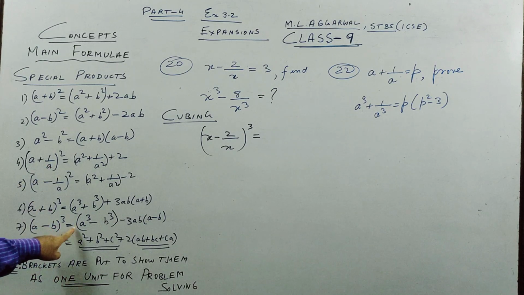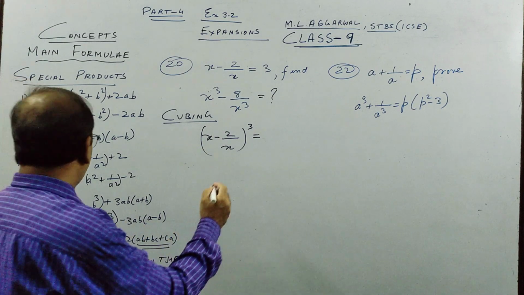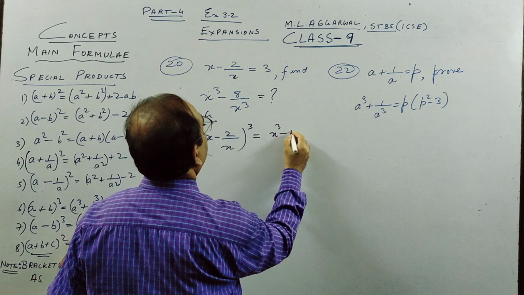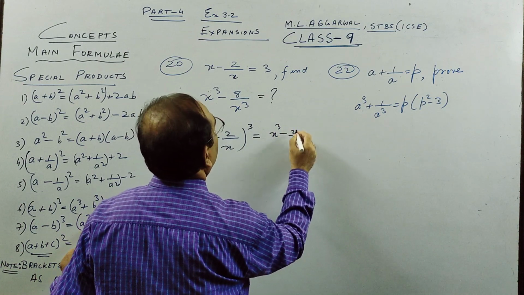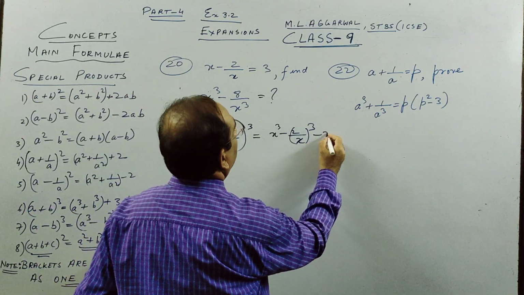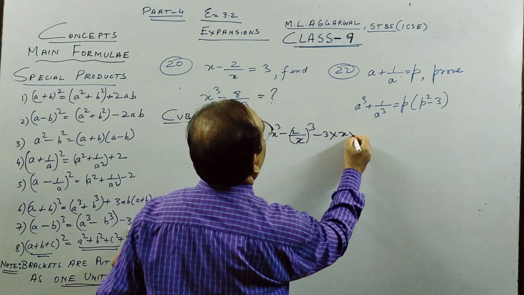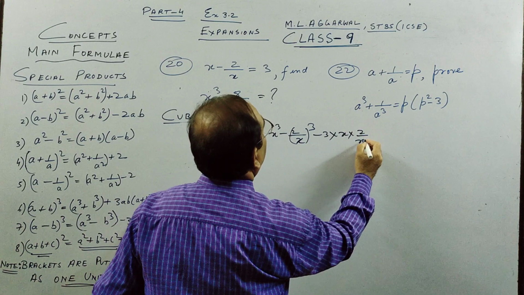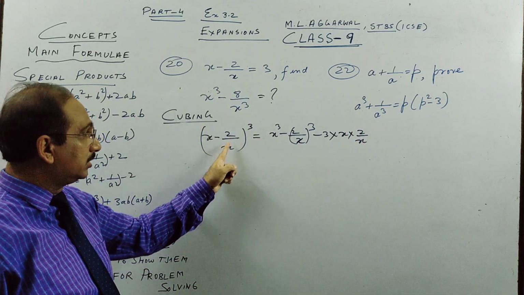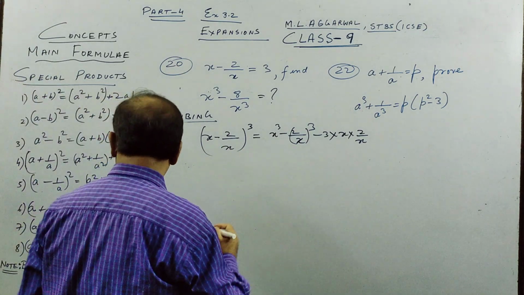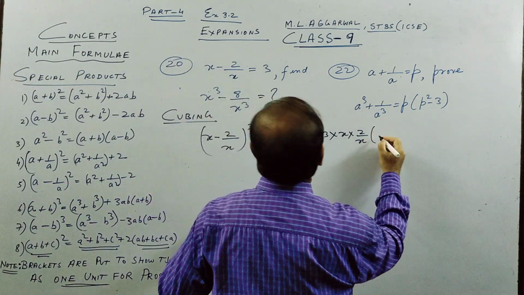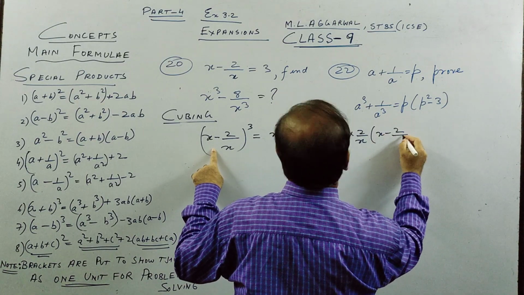Formula number 7. See, all are minus. See formula number 7: a cube minus b cube. This is a cube minus b cube. Alright, a cube minus 3 a into b. See here, this a and b are not exactly reciprocal. This is 2 by x. So please write 3ab, a minus b. So a minus b means this.